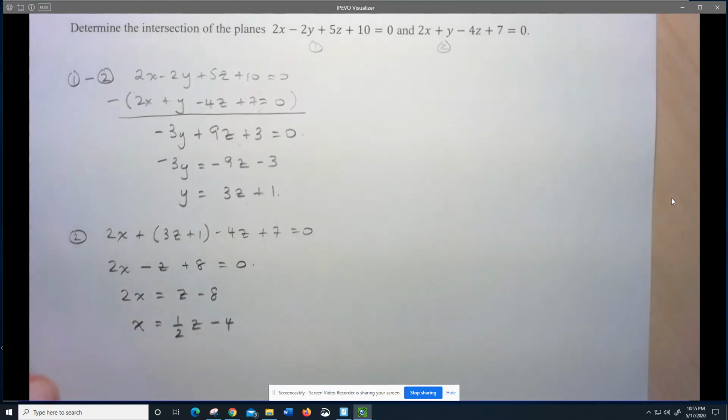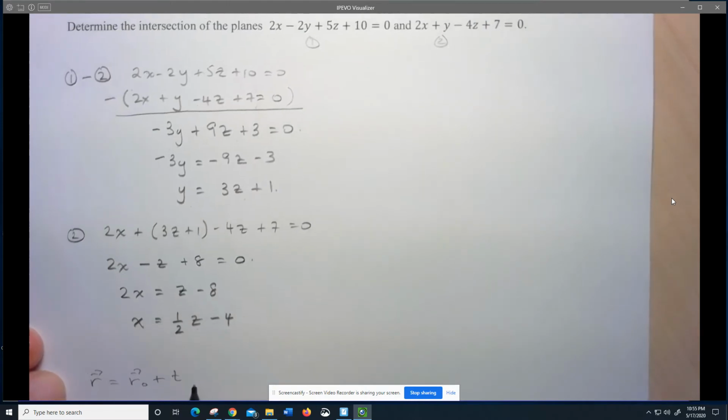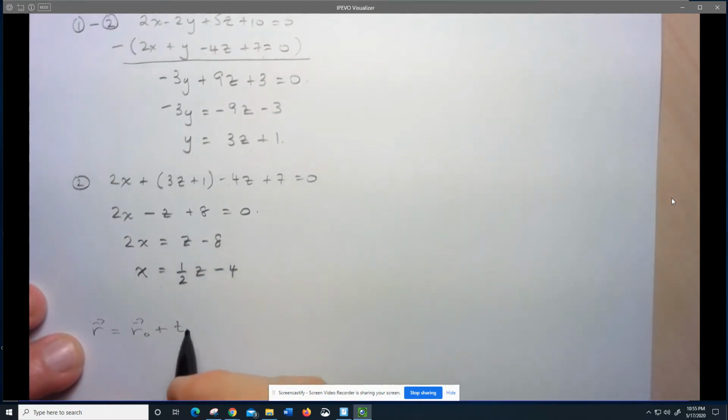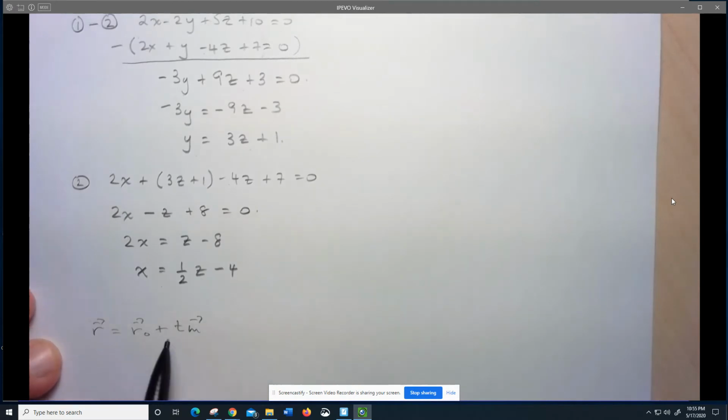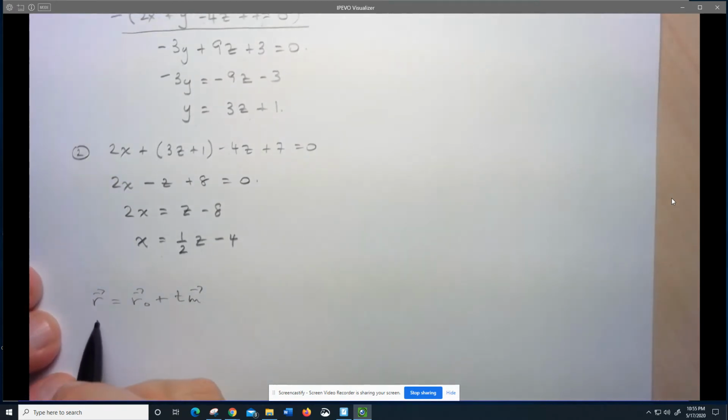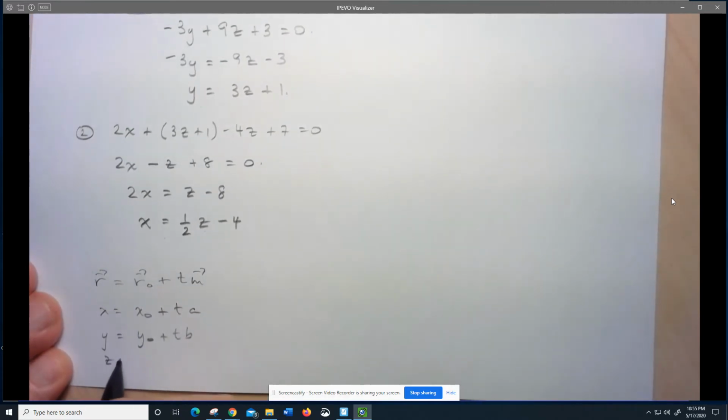So remember that to find the equation of a line, let's just write it out here, you need some point on the line, plus some parameter times your direction vector. But if we write it out in terms of parametric form, x is equal to x naught plus t times whatever the x value of the direction vector is, and then here y naught plus tb, and here z equals z naught plus tc.